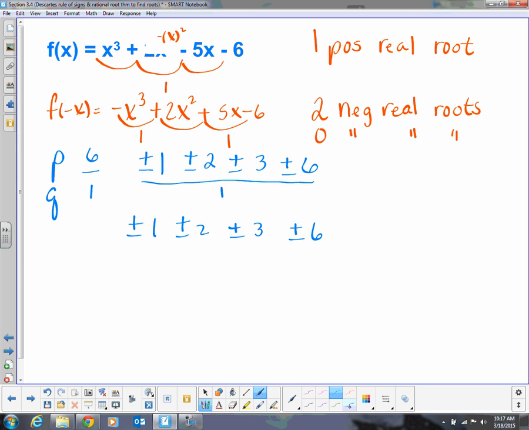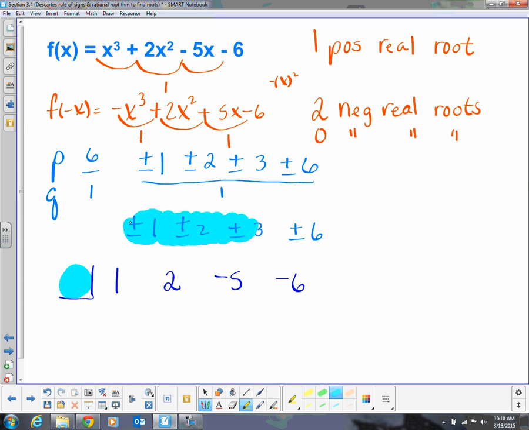This is when the synthetic substitution comes into play. We've got coefficient 1, we've got coefficient 2. Make sure that you pick the original and not the f of negative x. We've got negative 5, and we've got negative 6. Now, do you see this little number over here, right there? This number right here is going to be either positive or negative 1, positive or negative 2, positive or negative 3, or positive or negative 6.